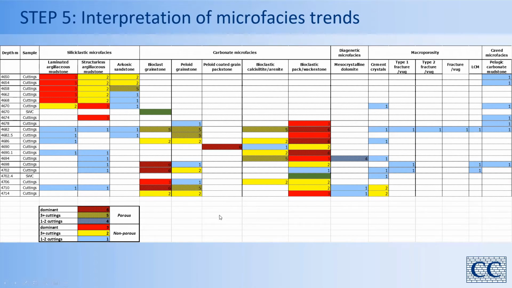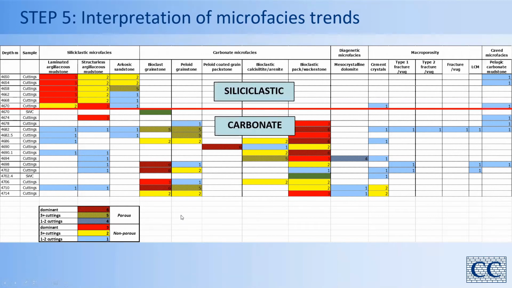So then our final step is to interpret the microfacies successions. Now, from this spreadsheet, an obvious observation is that there is a notable upwards change from carbonate microfacies at the base to siliciclastic microfacies at the top of the interval. So these are the larger scale sequences and cycles that we can recognize.